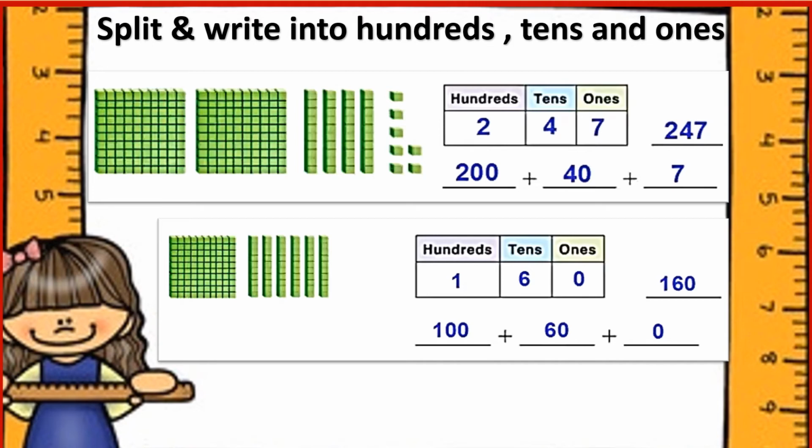Let's see one more example. So how many layers of 100 we have? Just one layer, which means 100. And how many stacks of 10 we have? 6 stacks of 10, which means 60. And in ones place, there is nothing. So 100 plus 60 makes it 160.